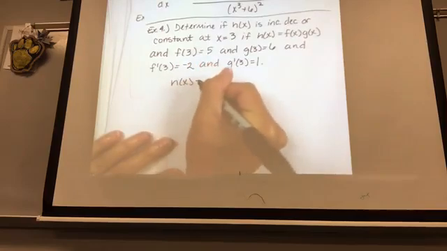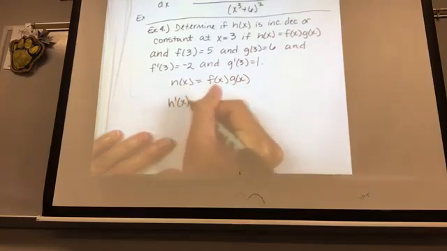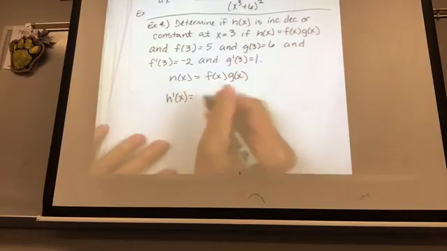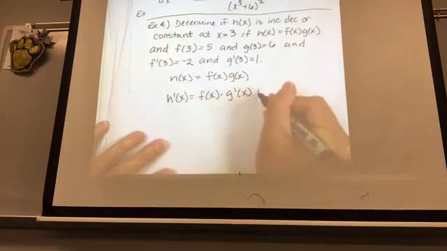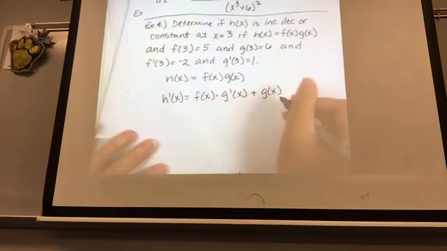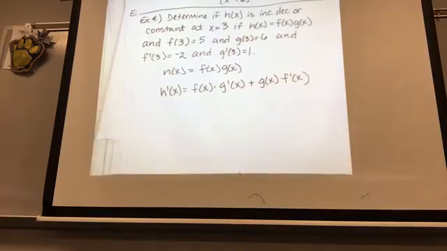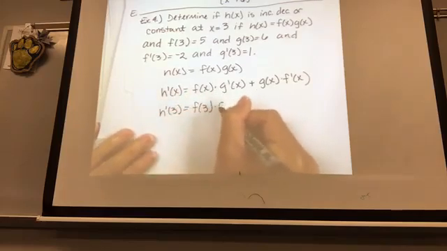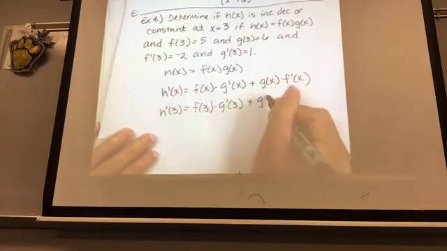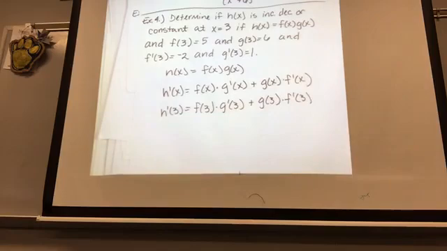H of x equals f of x times g of x. So h prime of x will equal, y'all remember the rule? First times derivative of the second plus second times derivative of the first. And I want to know, is it increasing or decreasing at x equals 3? So I'm going to plug in 3. So h prime of 3 will equal f of 3 times g prime of 3 plus g of 3 times f prime of 3.